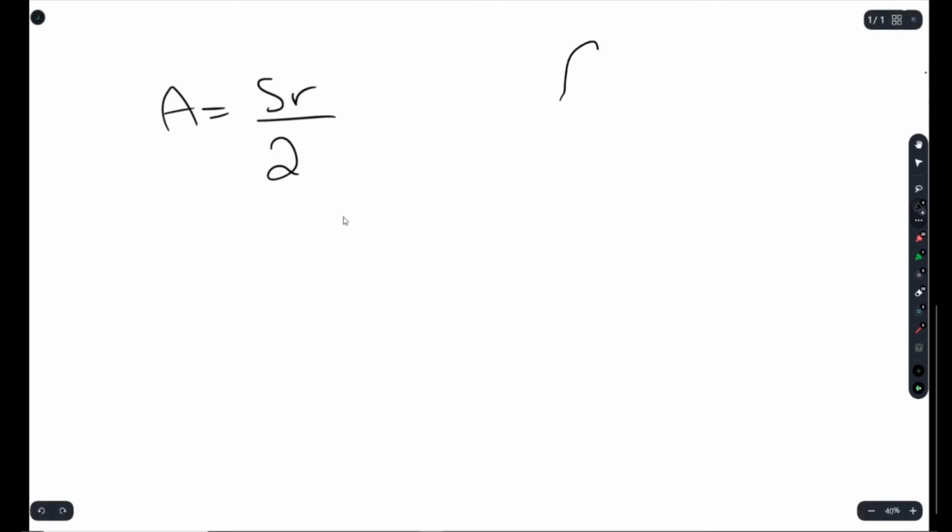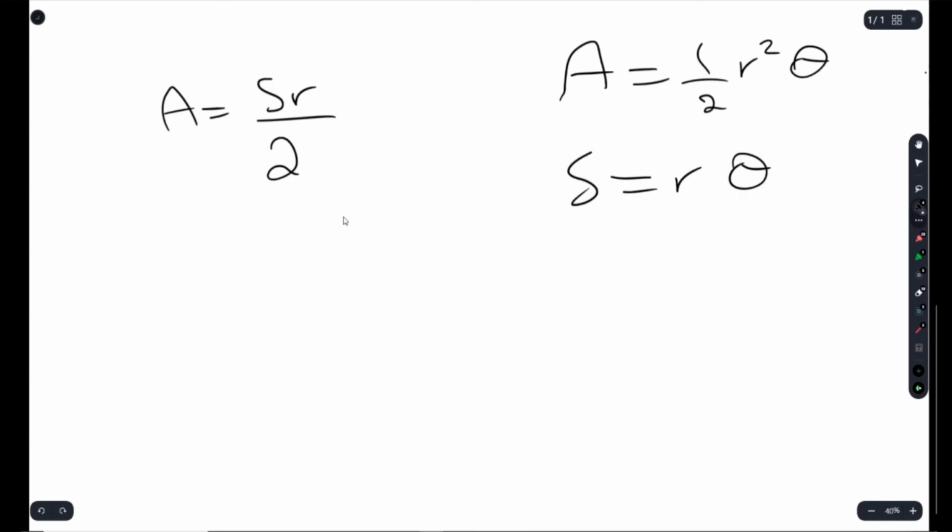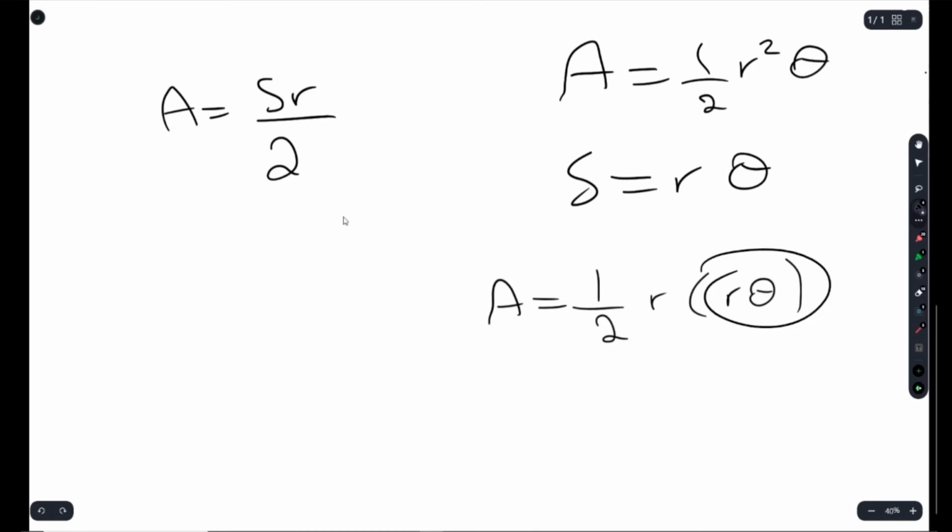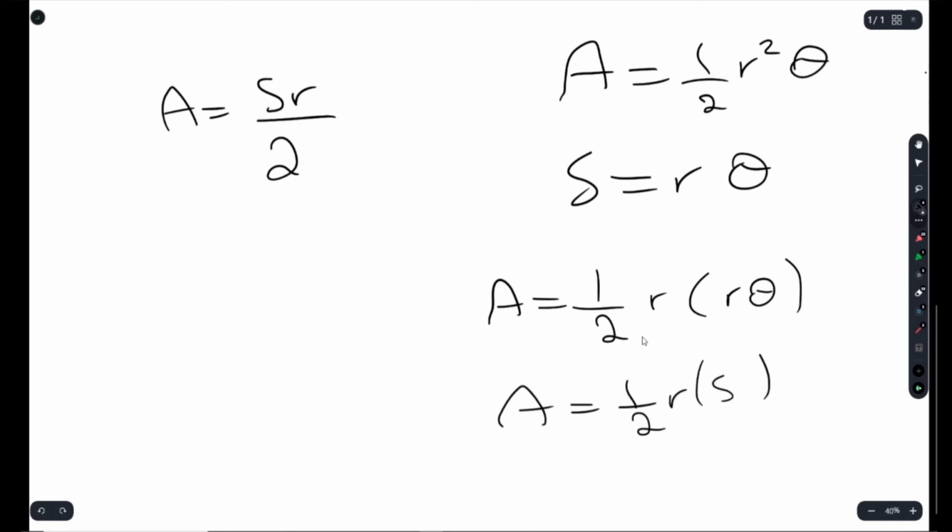The last formula you're gonna use for this lesson is A equal to SR over 2. Now this formula is a combination of the previous two formulas, A equal to 1 over 2 R squared theta, and S is equal to R theta. We can rearrange this so I can explain it easier. 1 over 2 R times R theta. So all we did is take this one from here and replace it by S. A equals 1 over 2 RS. We can rearrange it to A is equal to SR over 2.